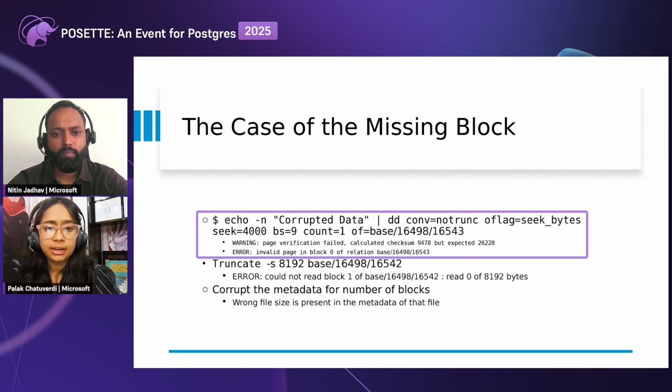The first one is dd, a low-level command that corrupts a single file. Right now I want to corrupt the 16498/16543 file. It can be easily corrupted using the dd command. When I corrupt some bytes, in this case I have corrupted a checksum, entering a wrong checksum instead of the earlier one. So when the checksum does not match, it throws an error like page verification failed, calculated checksum 9478 but expected something else, and we get an error that we cannot read that page further.